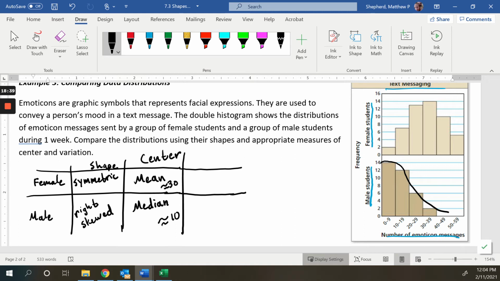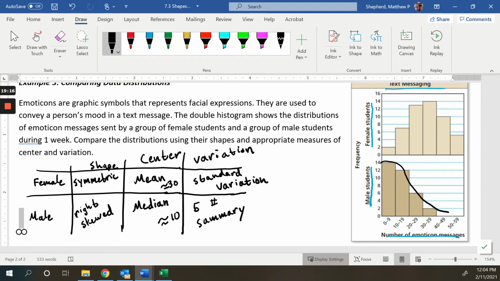Okay, and then for variation, what would I choose to measure the variation of these? For the females, I would use the standard deviation. That's going to be the most useful measurement to talk about their variation. And for the men, because it's skewed again, I'm going to choose the 5-number summary.